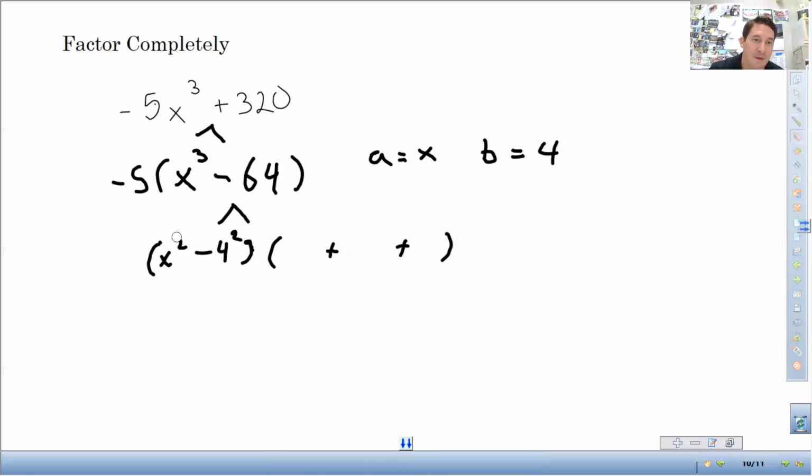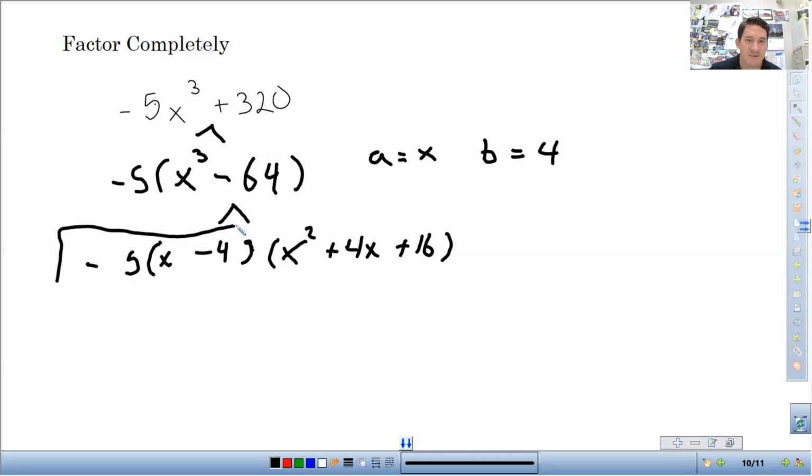The binomial is A minus B. And then the trinomial is A squared plus A times B plus B squared, which is 16. All right. And there we go. Don't forget the last factor.